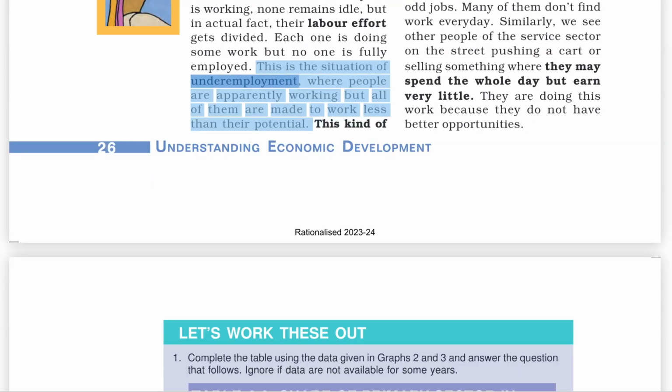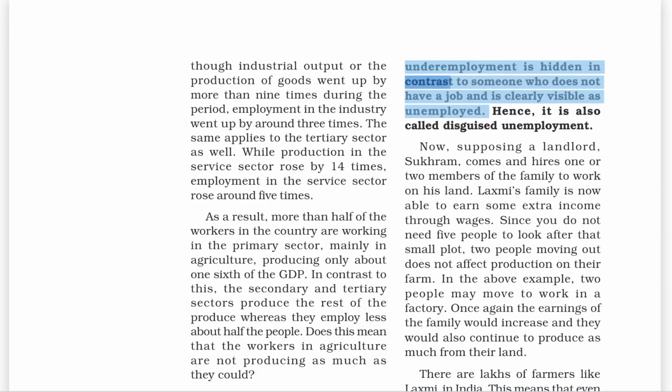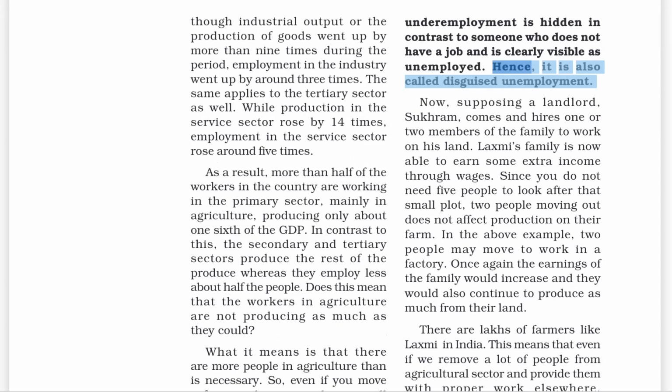This is the situation of underemployment, where people are apparently working but all of them are made to work less than their potential. This kind of underemployment is hidden, in contrast to someone who does not have a job and is clearly visible as unemployed. Hence, it is also called disguised unemployment.